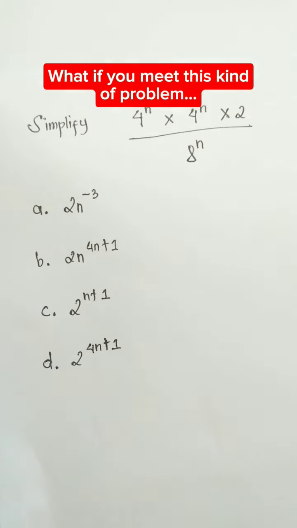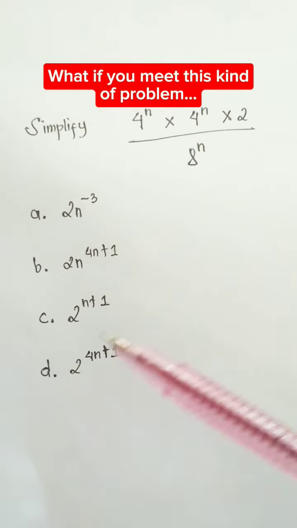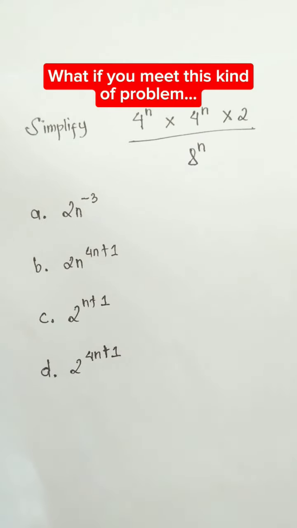Can you simplify this? We have 4 raised to n times 4 raised to n times 2 over 8 raised to n. And the choices are 2 raised to negative 3n, 2 raised to 4n plus 1, 2 raised to n plus 1, and 2 raised to 4n plus 1. What do you think is the correct answer? Your time starts now.